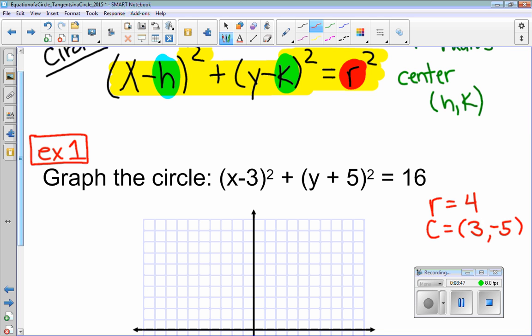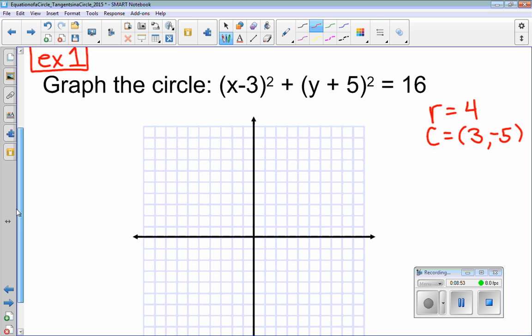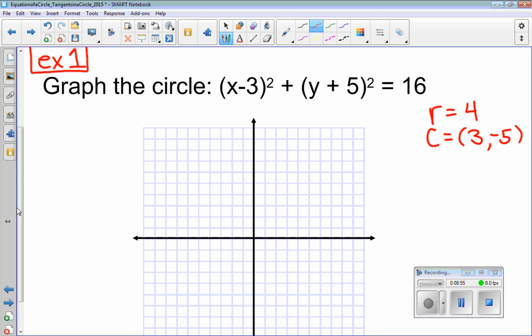So if we're asked to graph a circle, you're going to start by doing that, graph the center. So let's go ahead and just kind of quickly do that. You can just sketch it if you want. 3, negative 5.